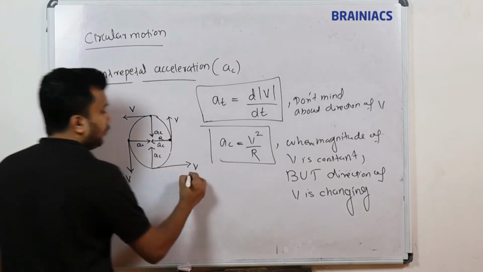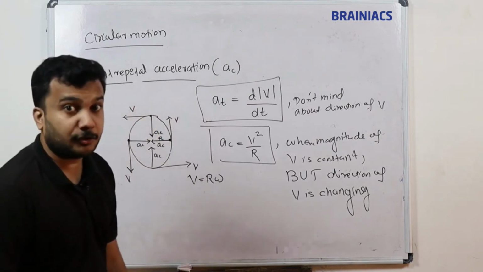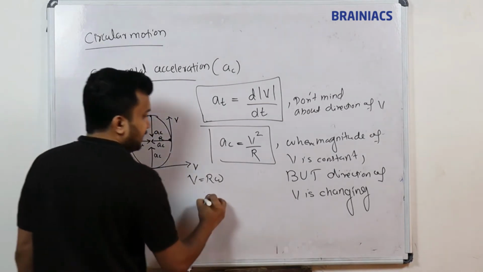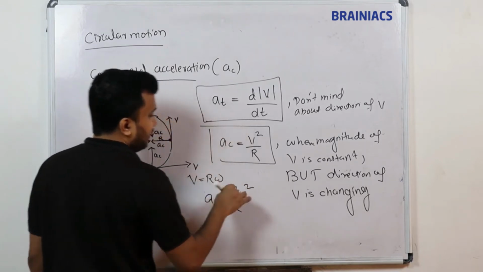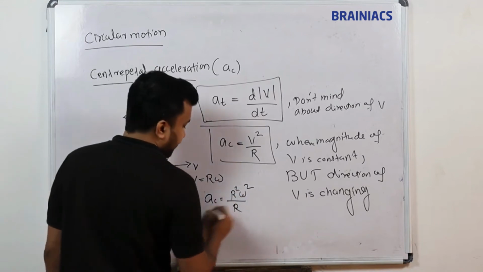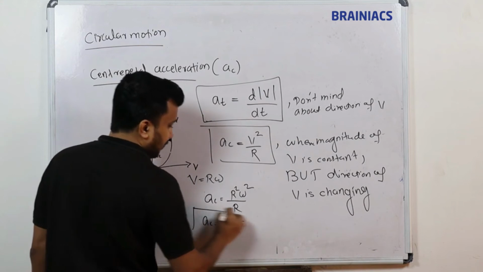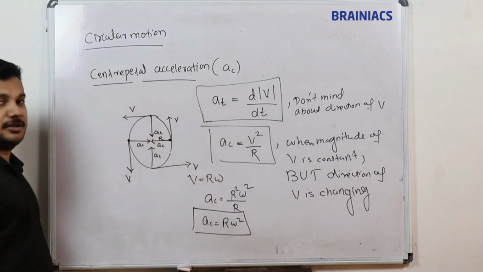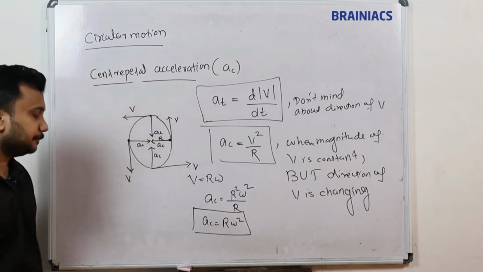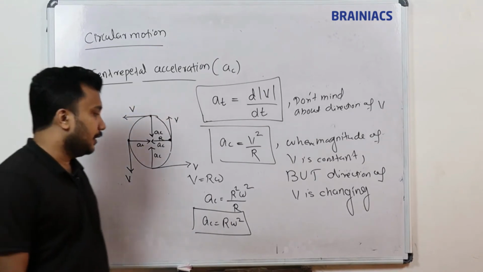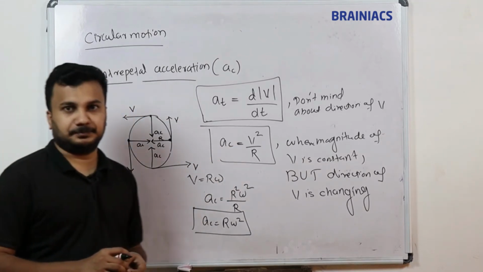Alternate expressions: we know v is equal to r omega in magnitude format, and in vector format it is omega cross r. So AC will be equal to r square omega square divided by r, and r gets cancelled. So you get AC is equal to r omega square. This is also an important relation for AC. AC is equal to r omega square, and AC is equal to v square by r.